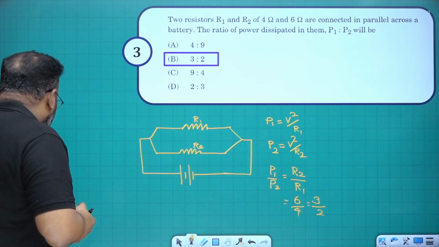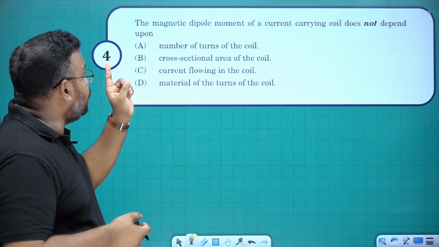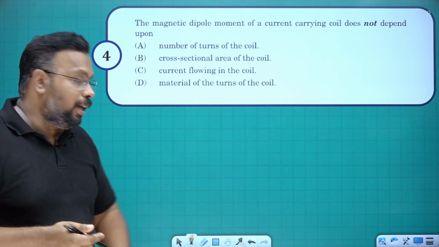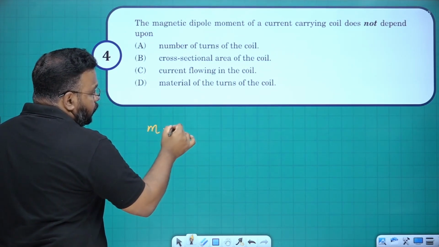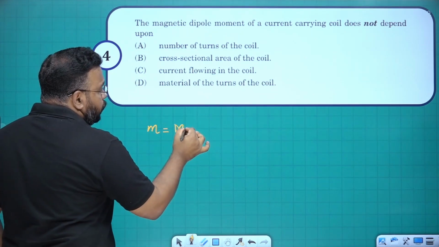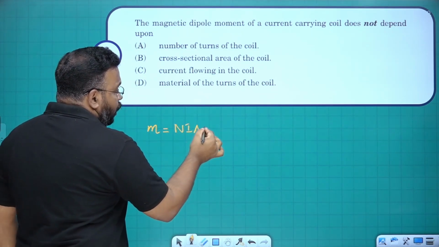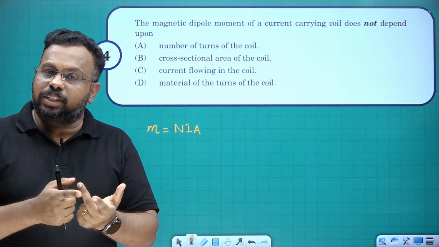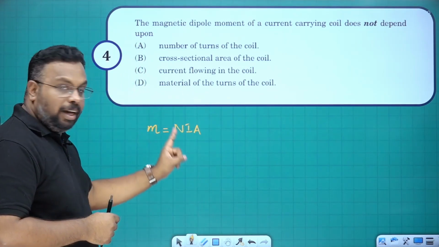I'll be moving into question number 4. The magnetic dipole moment of a current carrying coil does not depend upon which of the following? We have a formula in the moving charges and magnetism chapter. Magnetic dipole moment M is equal to what? NIA. Do you remember this? NIA. What is N? Number of turns. What is I? Current. What is A? Area. So what are the factors affecting dipole moment? Number of turns, current and area.